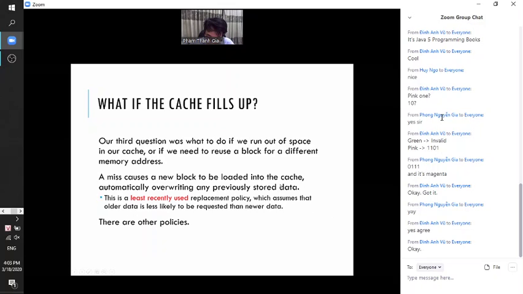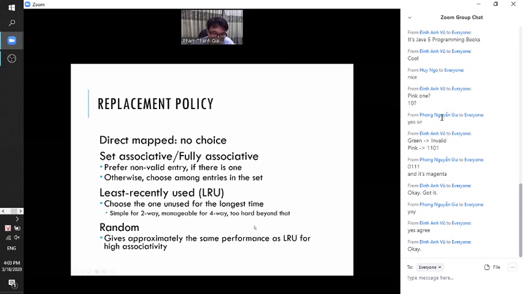So which block will be overwritten? There are many rules, but simply, consider the least recently used replacement policy, which assumes that older data is less likely to be requested than new data. So least recently used means that the block that has not been used for the longest time will be replaced. There are also other policies, even random.